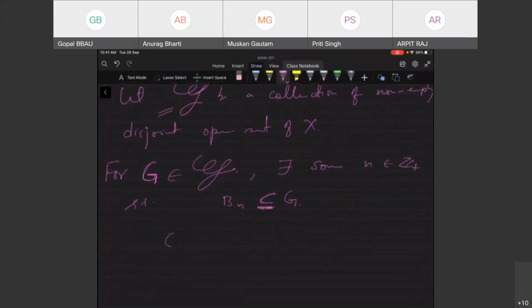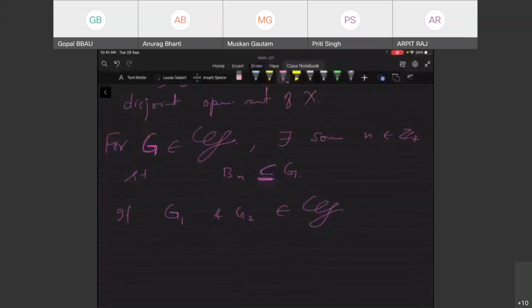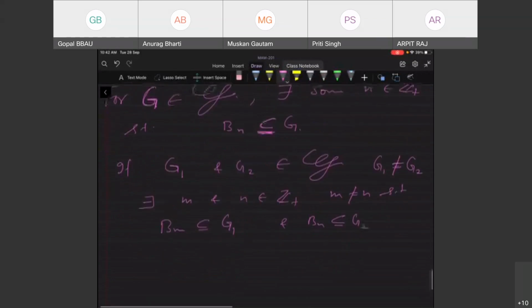Now if G1 and G2 are two distinct members of G, so G1 not equal to G2, then there exist m and n in Z plus, m not equal to n, such that Bm is contained in G1 and Bn is contained in G2. Why are Bm and Bn different?